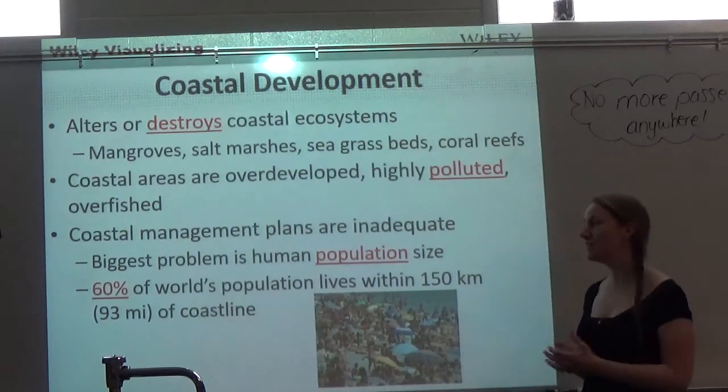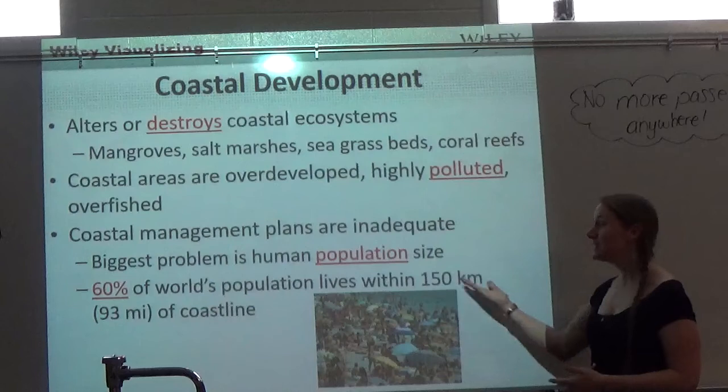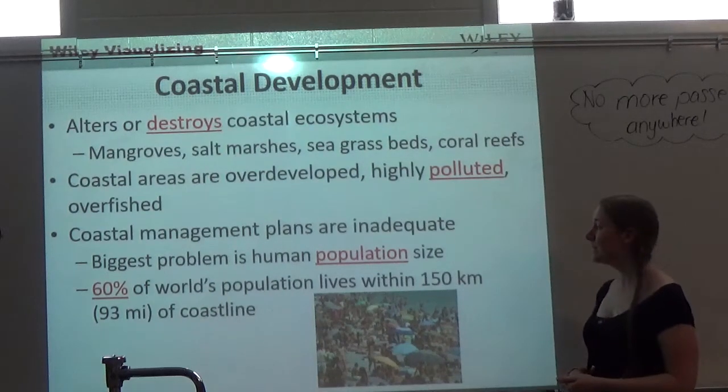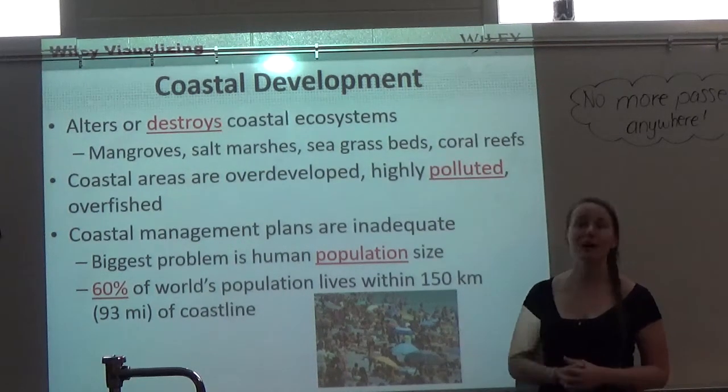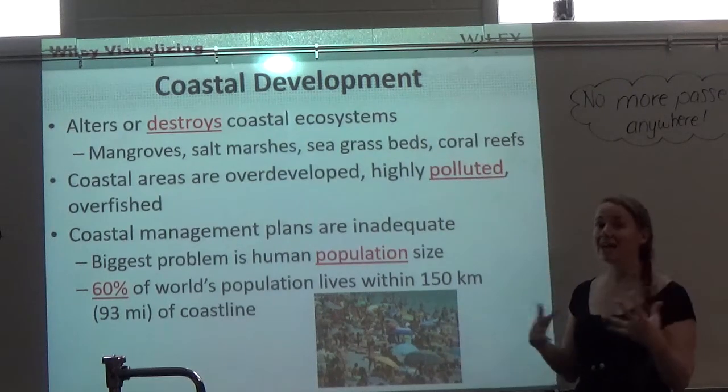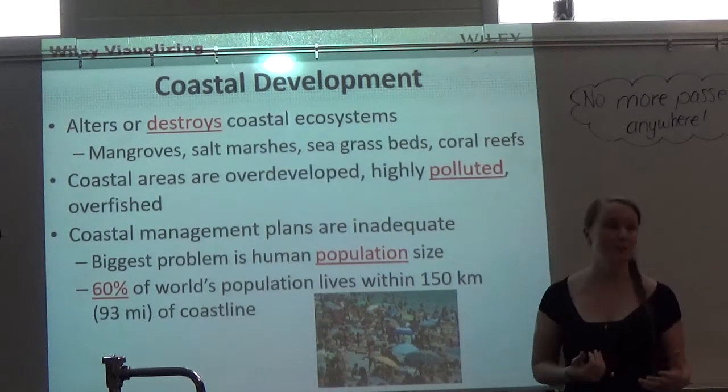That's pretty much across the board for this whole class. 60% of the world's population lives within 150 kilometers or 93 miles of a coastline. So again, highly populated areas bring a lot of pollution.